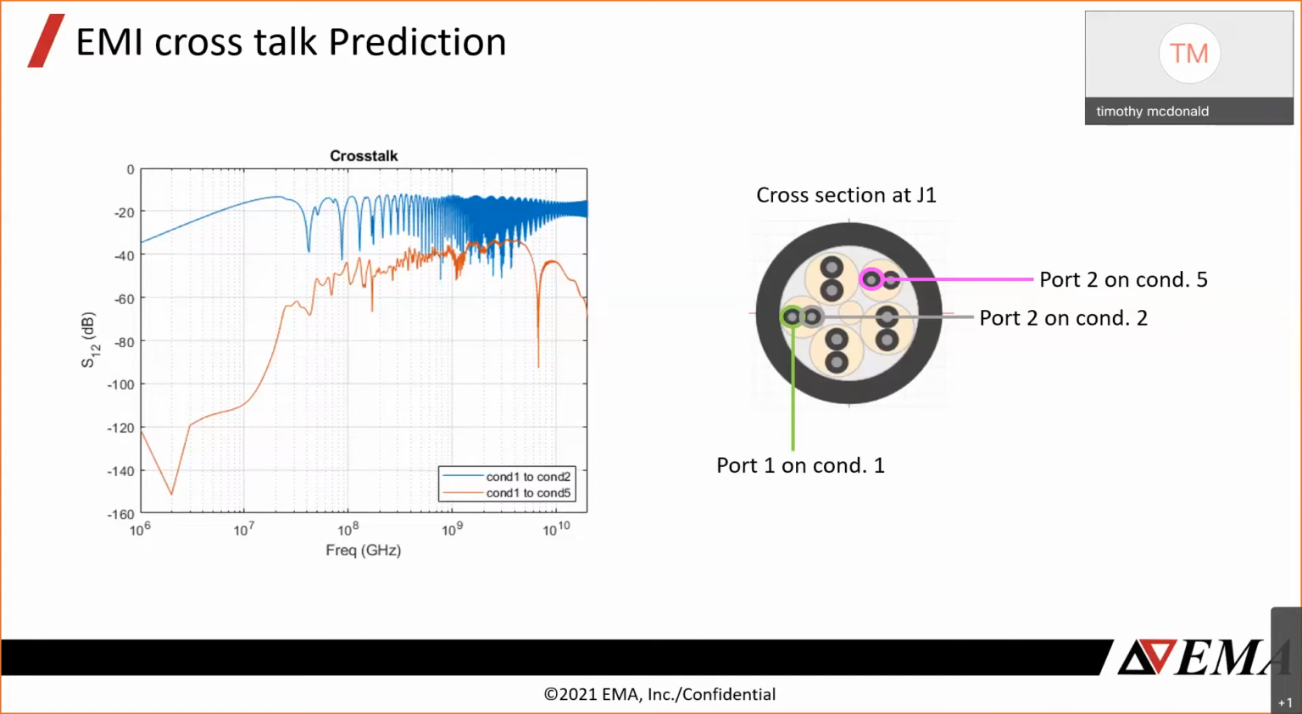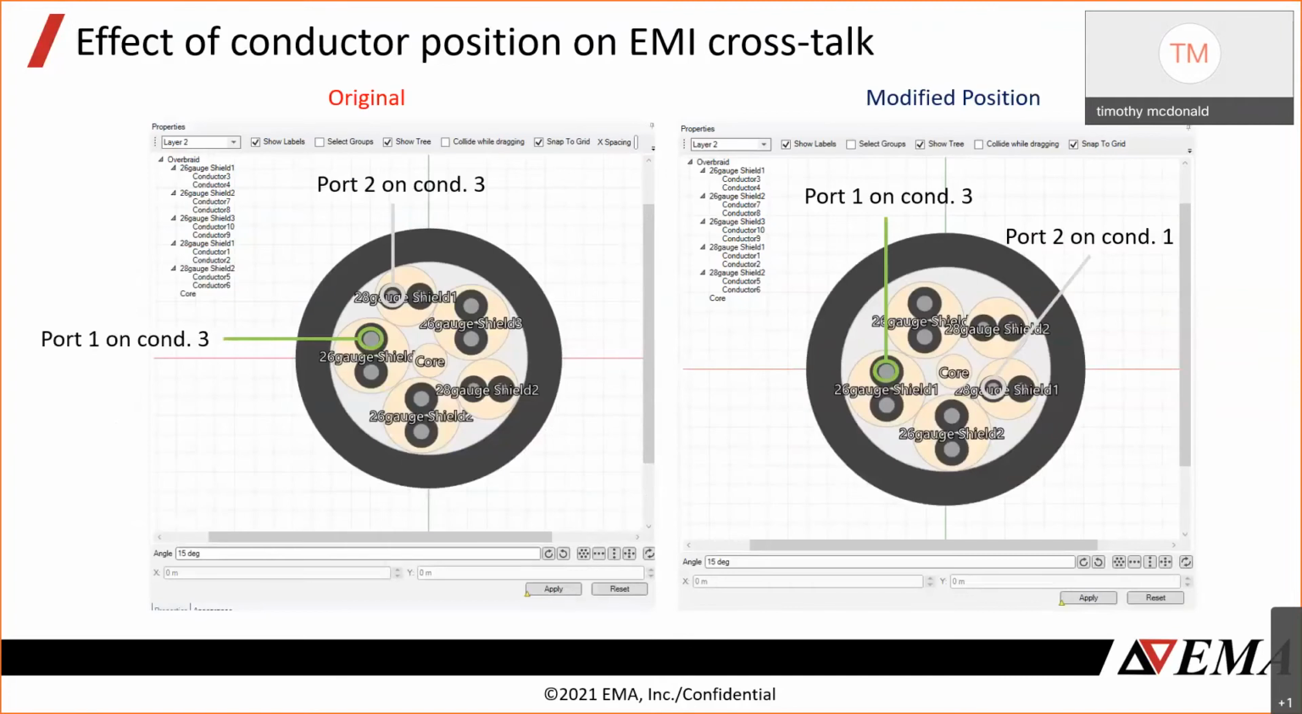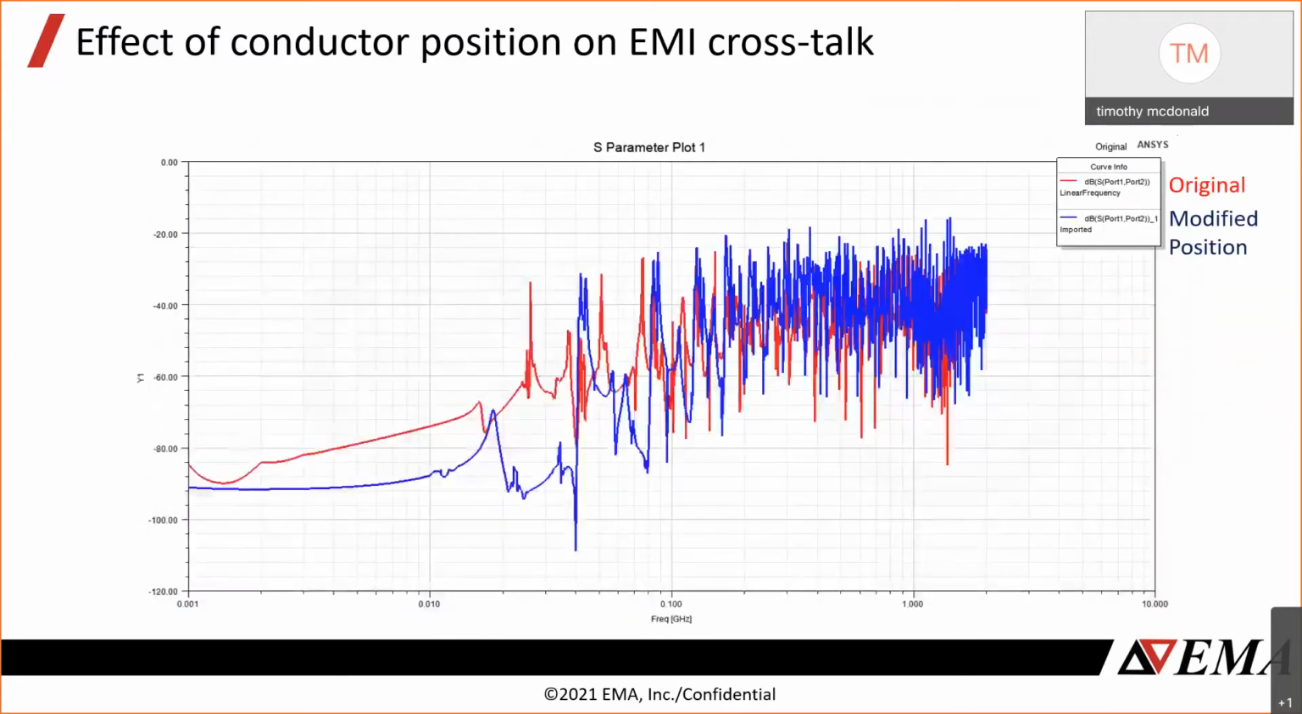And so this simulation goes very fast. It just takes minutes to set up. And next, we can start to think about how those conductor position changes can affect our crosstalk. So with a subtle change where that conductor is, we can take a look at that crosstalk and see how that's affected by the cable harness.